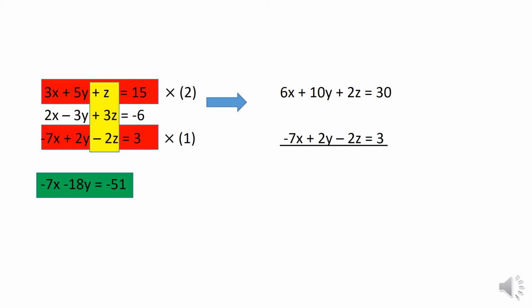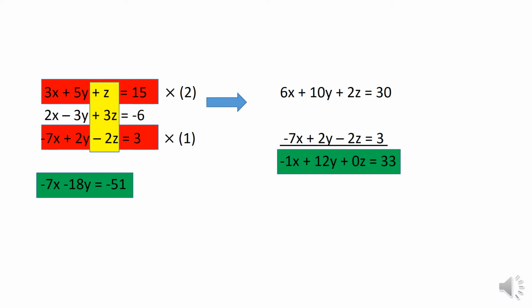I should have said multiplied by positive 2. Multiply that top equation by positive 2. Okay, so when we do that, that top equation becomes 6x plus 10y plus 2z is equal to 30. That bottom equation, negative 7x plus 2y minus 2z is equal to 3, stays the same. We just add up our like terms.